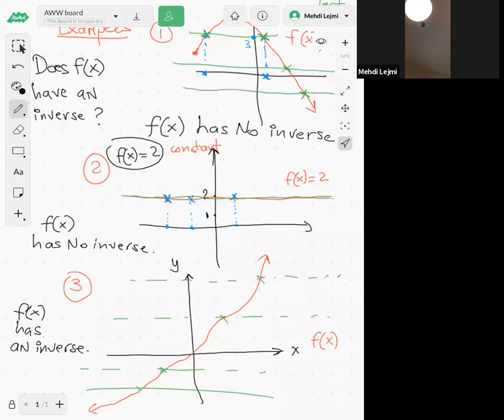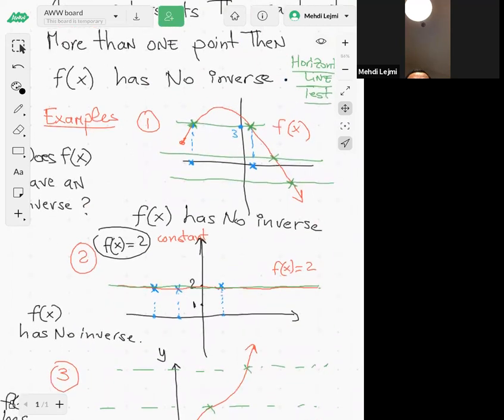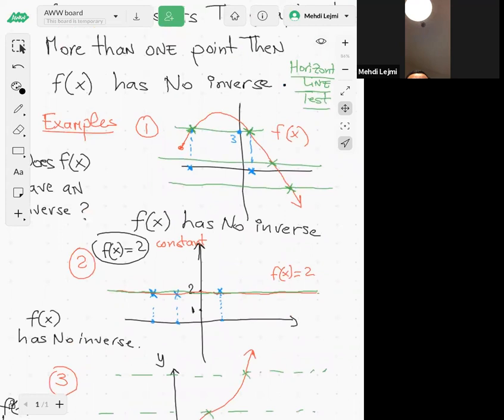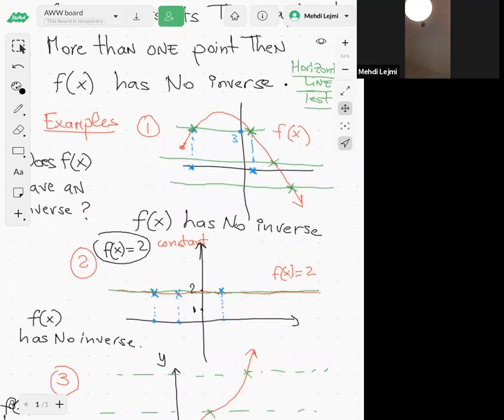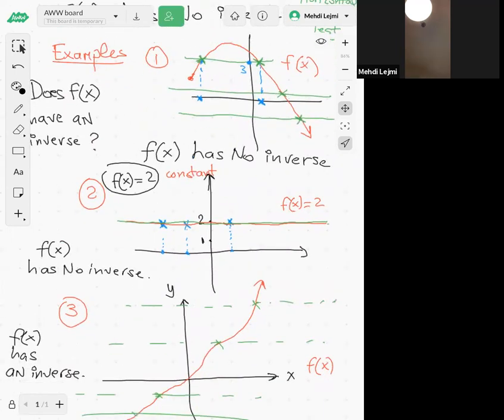All right, is there any other question, guys? I guess this horizontal line test is not really hard. Is there any question, guys, about this horizontal line test? Okay, no questions. Okay, perfect then. So I guess we can move to the next section because we are done with the inverse. Yeah, I think we did a lot of examples. I think we are good. So let's just move to the next section.